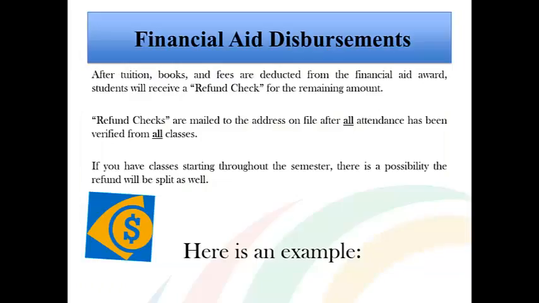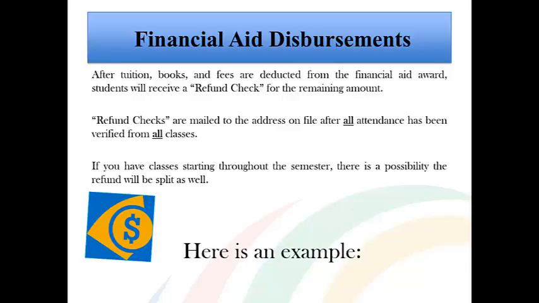After tuition, books, and fees are deducted from your total award, the Financial Aid Office releases disbursement checks, also known as refund checks. They are mailed to the address on file after all attendance has been verified from all classes. Please be sure to update your address with the registrar's office. If you have classes starting throughout the semester, there is a possibility the refund will be split as well.